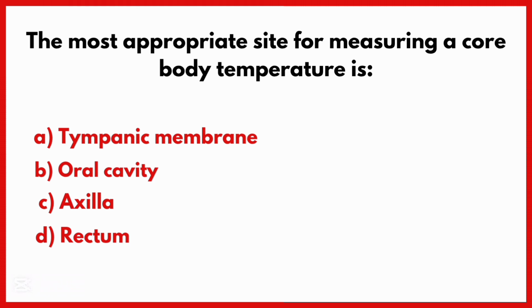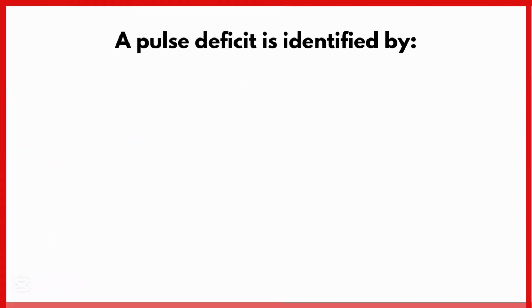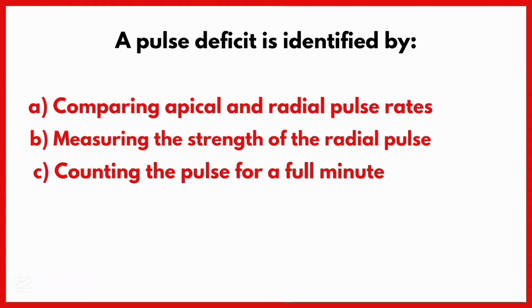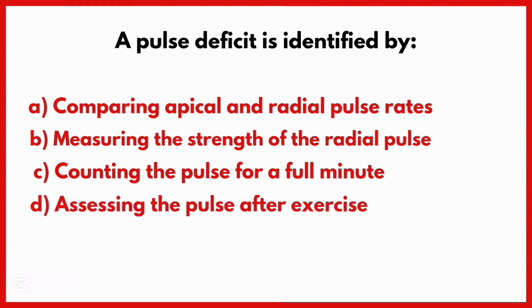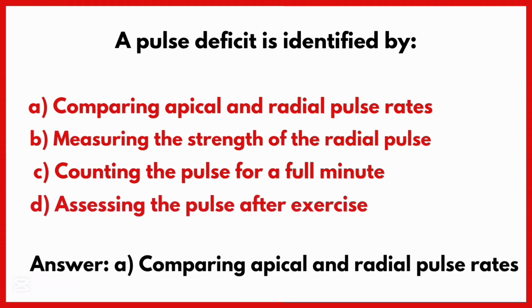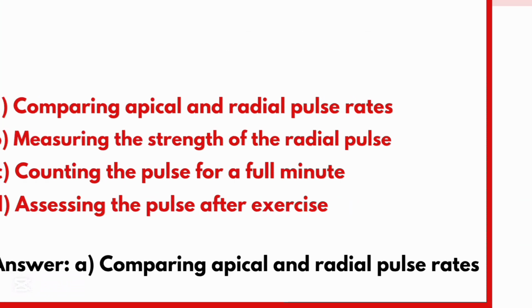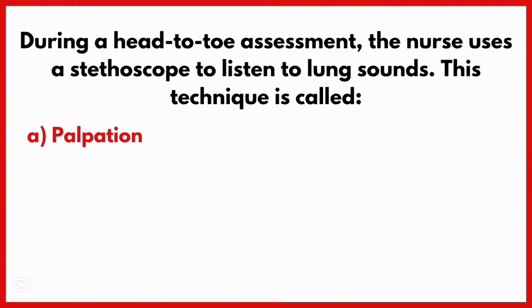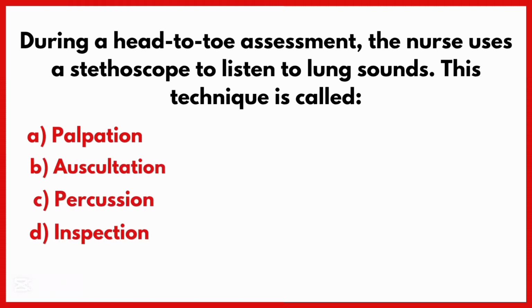Correct answer is option B. Rectum. A pulse deficit is identified by. Correct answer is option A. Comparing apical and radial pulse rate. During a head-to-toe assessment, the nurse uses a stethoscope to listen to lung sound. This technique is called.